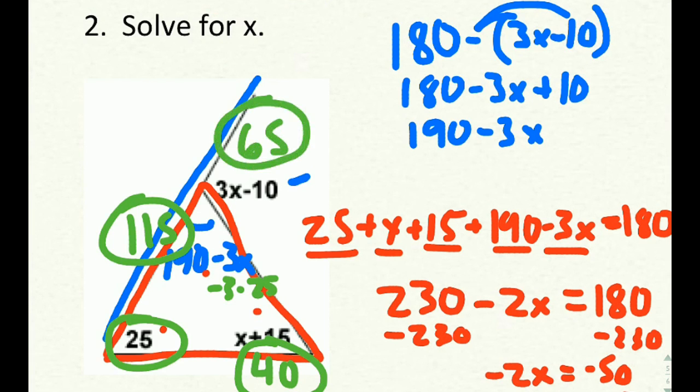So let's check it out. 115 and 65 add up to 180. Perfect. 40 and 25 equals 65 plus 115 again is 180. So this does work. So solve for x. x is equal to 25.